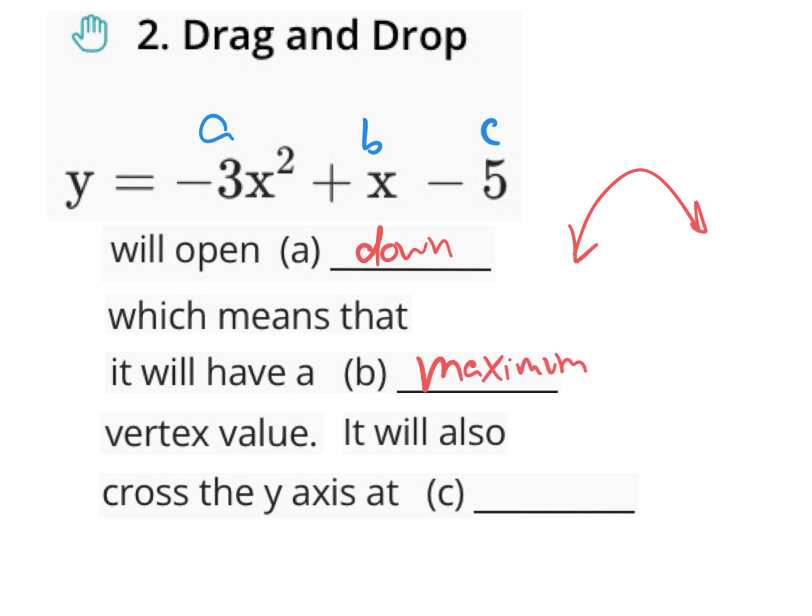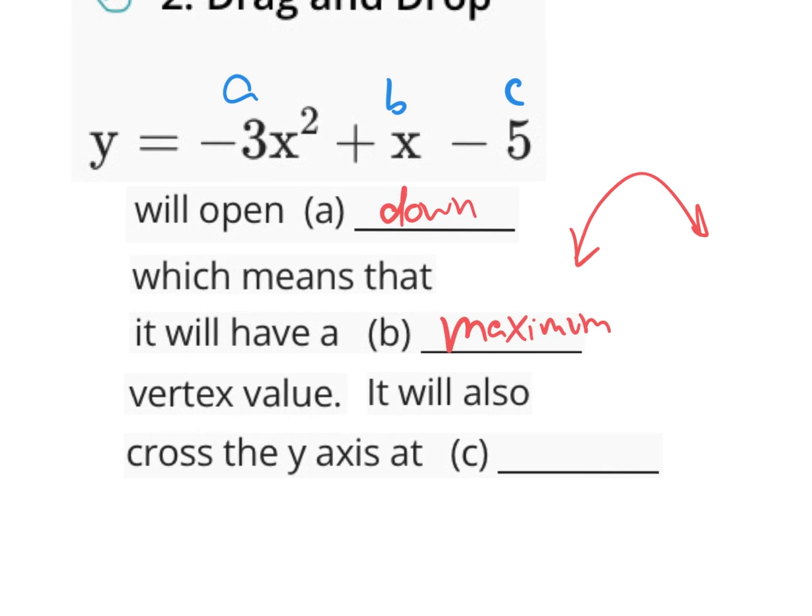And then last but not least, it will cross the y-axis at, well, since we don't have the actual graph of the parabola, we know it opens down, but we don't have the actual graph. We need to understand how to find the y-intercept, right? It's saying cross the y-axis. That means that you want to find the y-intercept. And how do you find the y-intercept? You set x equal to 0 and solve, okay?